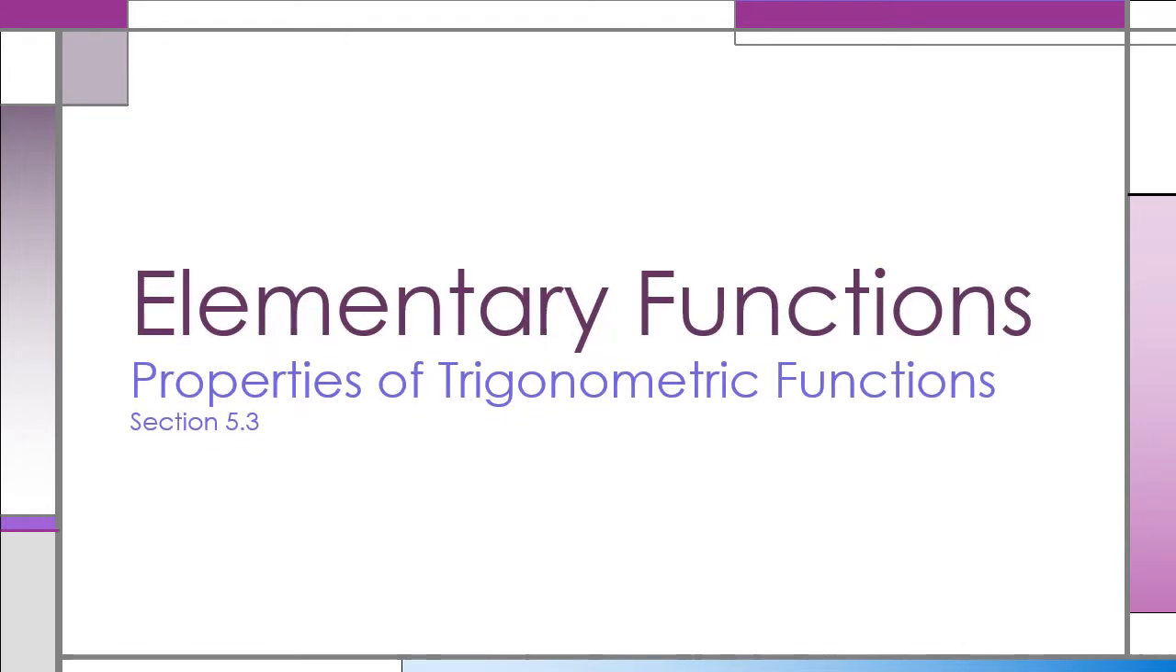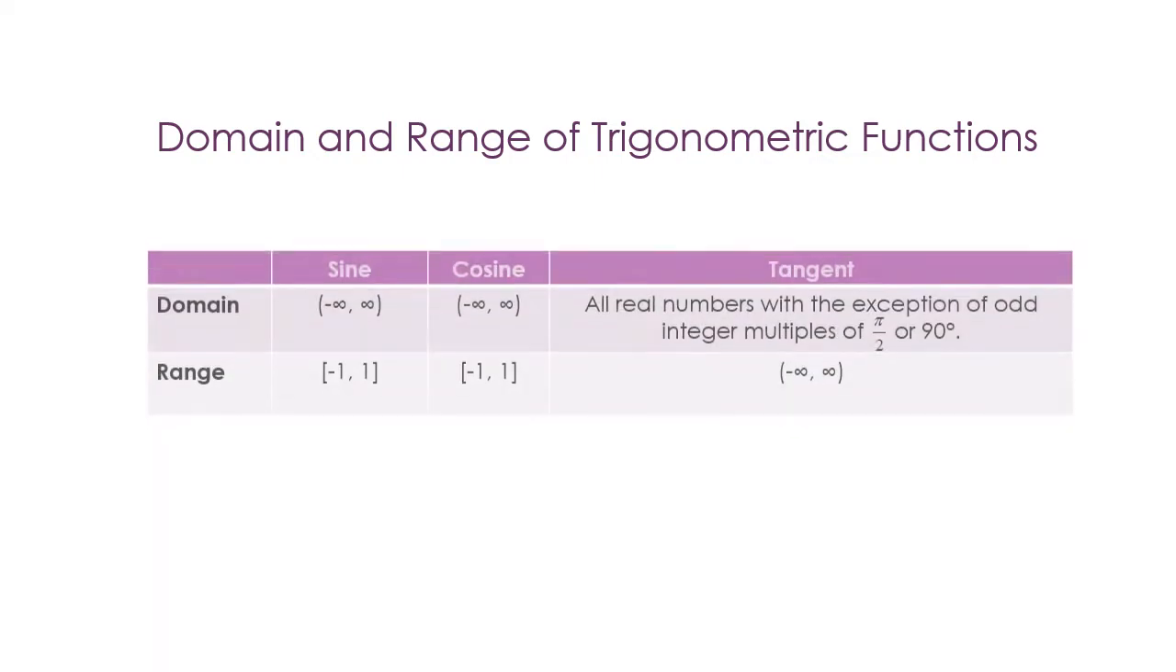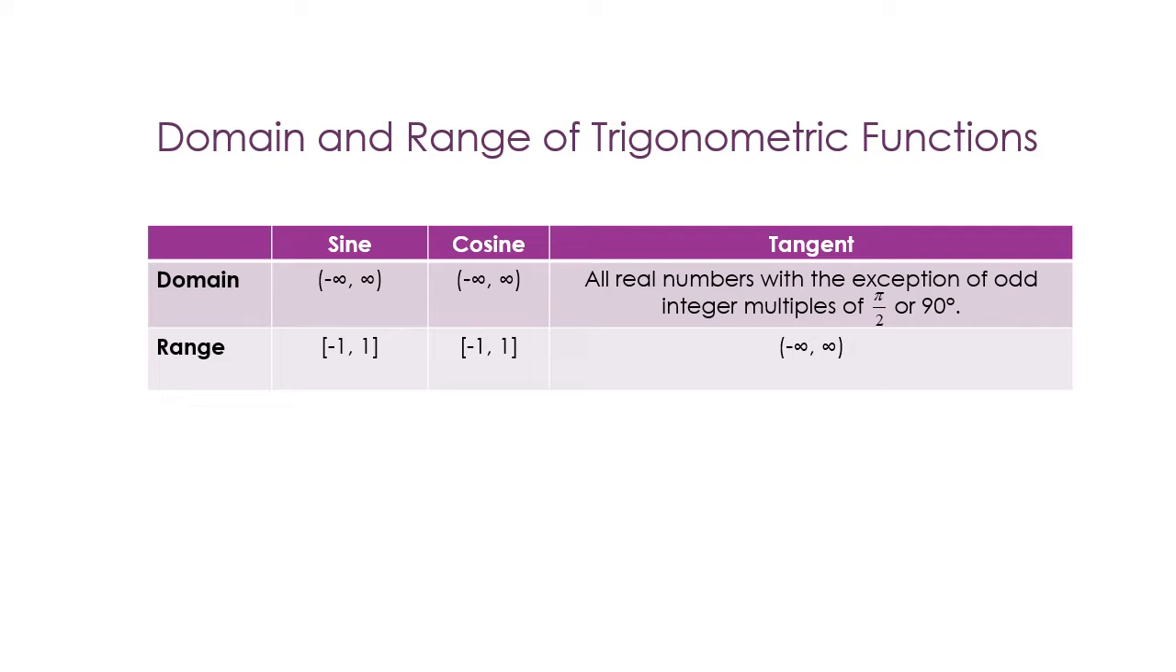This video will cover properties of trigonometric functions. First, let's start with the domain and range. Hopefully you were able to realize this in section 5.2 when we learned about the unit circle, that the domain for the sine function is from negative infinity to infinity, as well as for the cosine, because we can put in any values for those and it will always give us out an output.